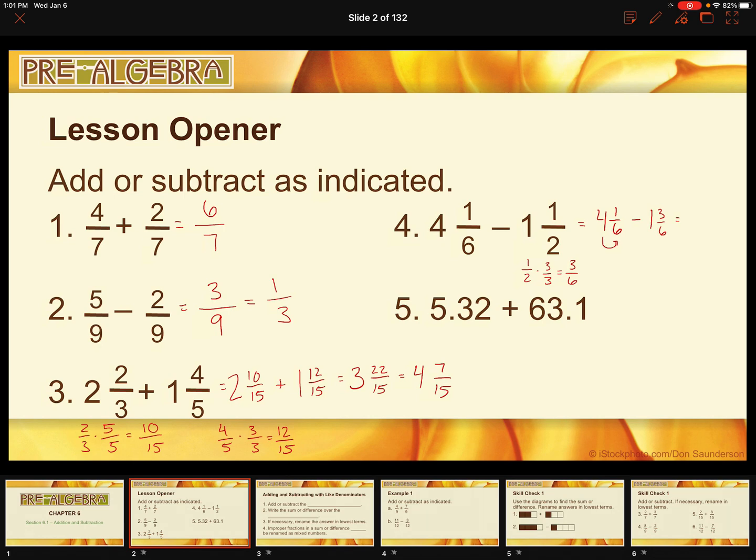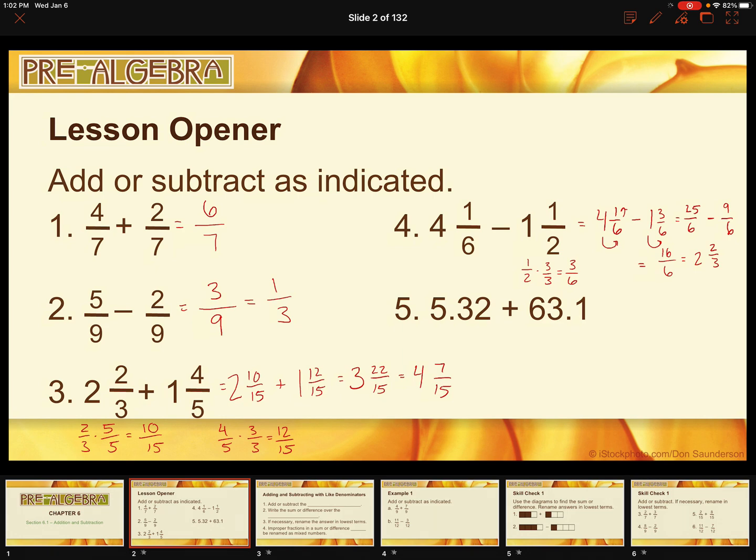I'll multiply. 4 times 6 is 24. Plus 1 is 25/6. Minus 1 times 6 is 6. Plus 3 is 9/6. 25 minus 9, and they're both over 6, common denominator, so I can do that. I get 16/6. And when I put that in simplest form, that's going to be 2 and 2/3.